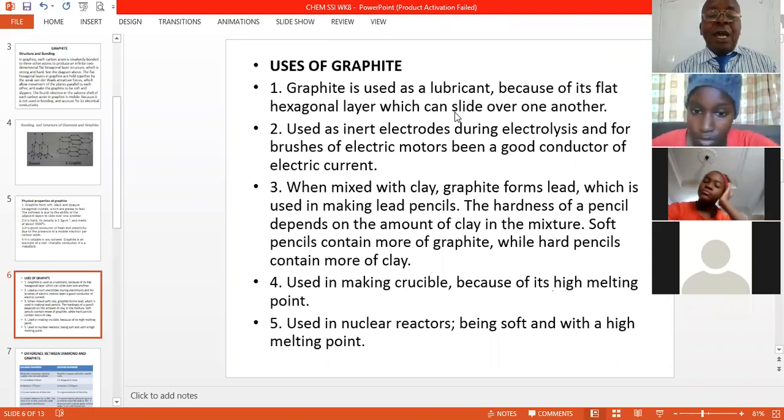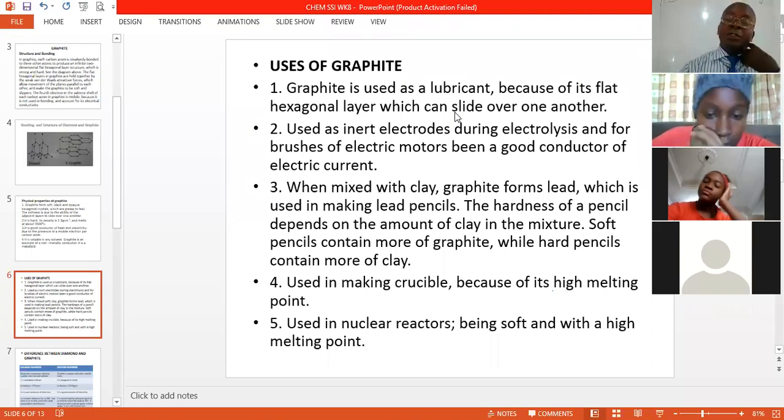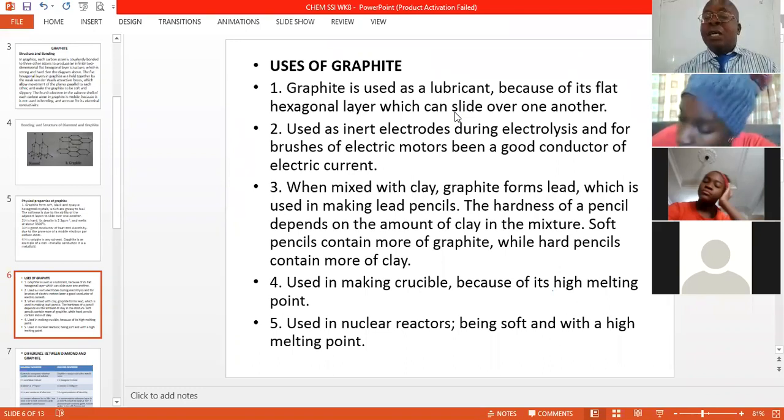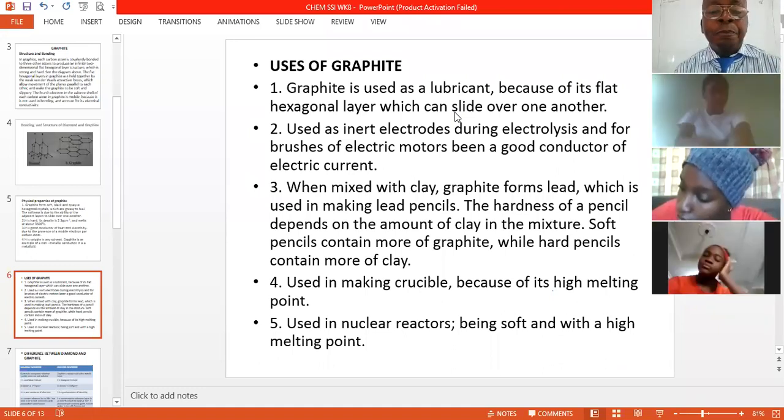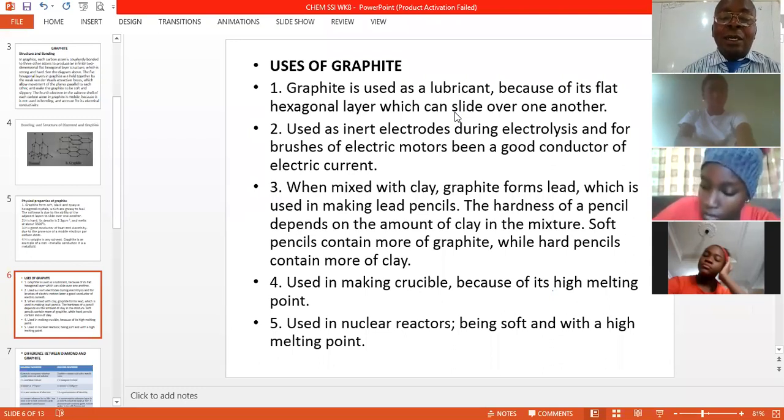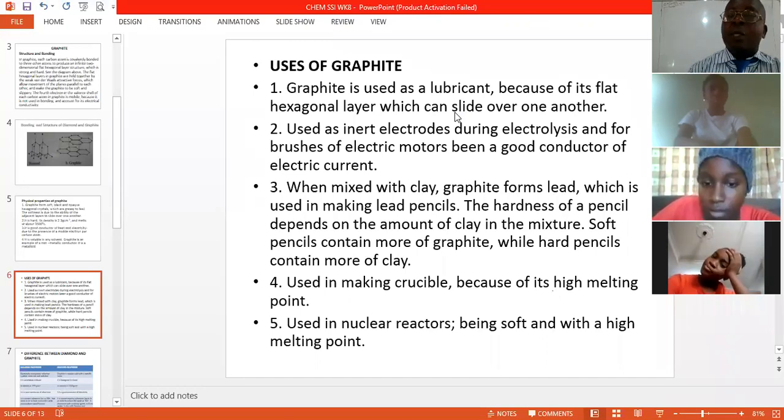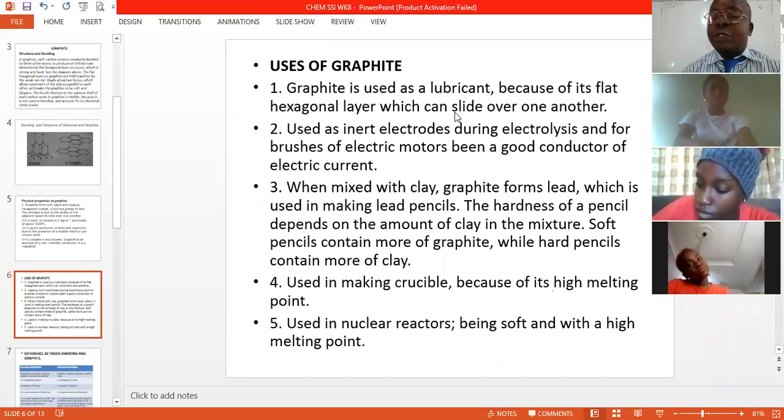Number five, graphite is used in nuclear reactors, being soft and with a high melting point. So we use them in nuclear reactors. Nuclear reactors are equipment that is used to make some nuclear bombs or missiles.